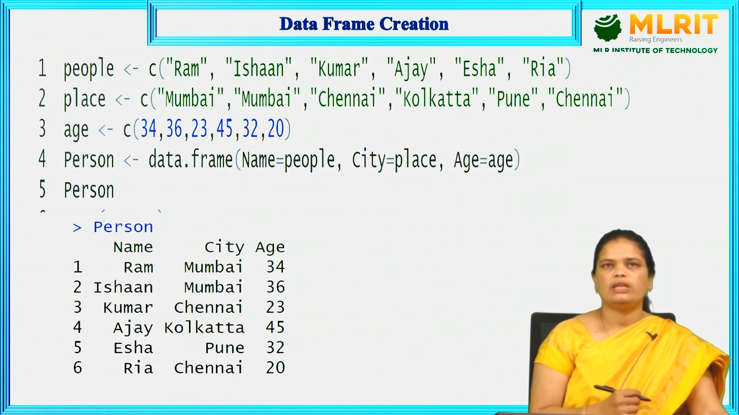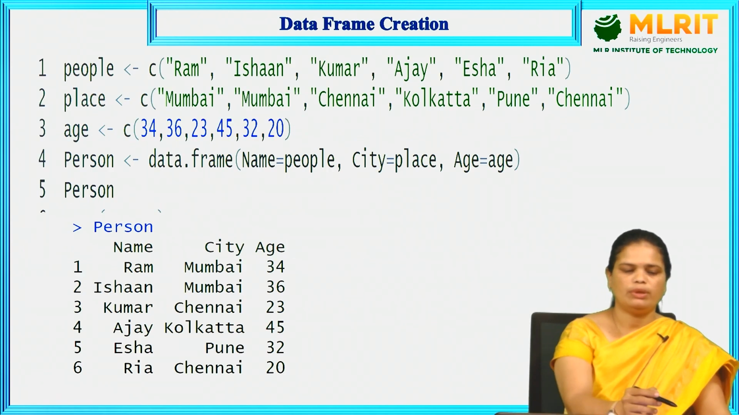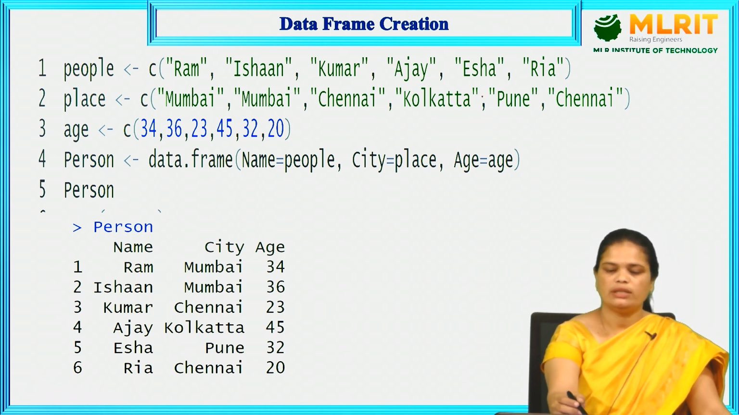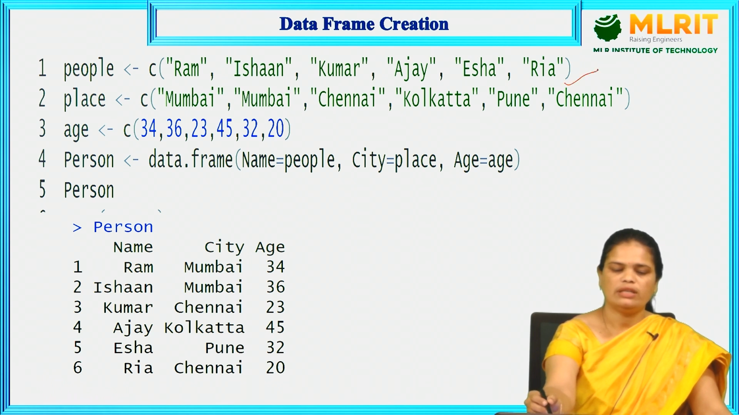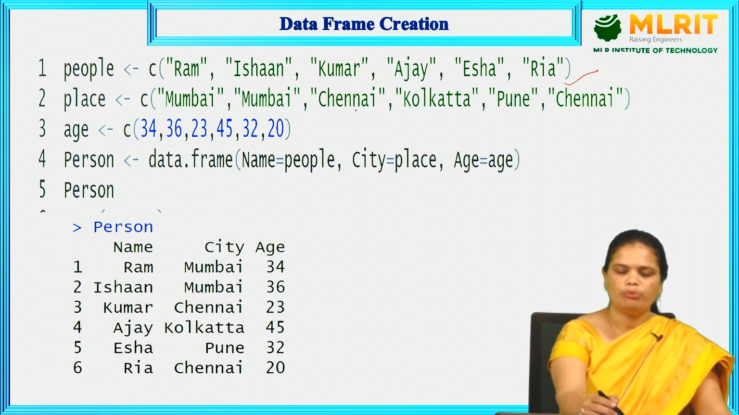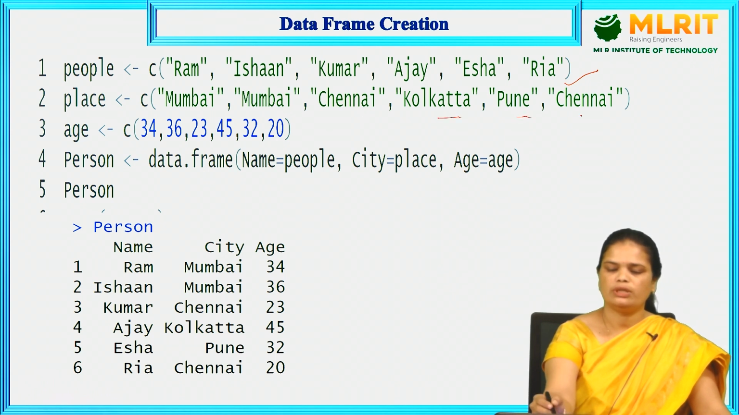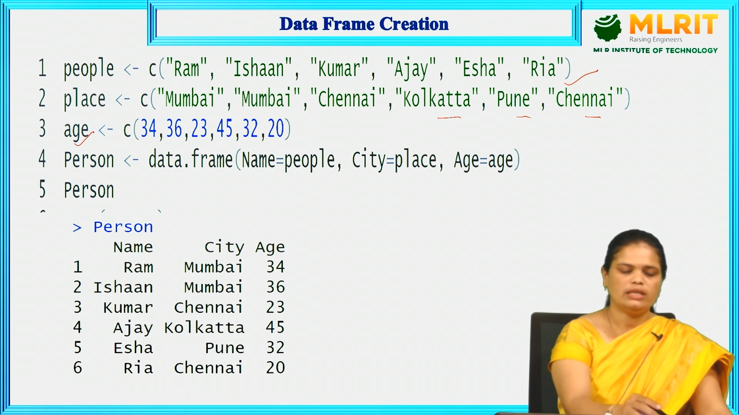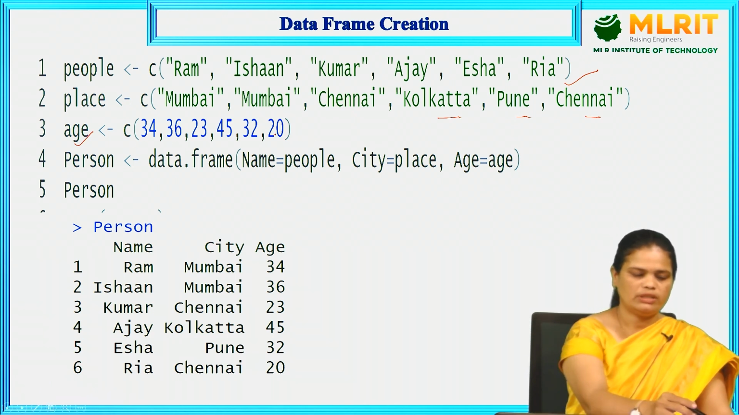Let's look at how to create a data frame. I have an example. Here I have a vector in which the names Ram, Ishan, Kumar, Ajay, Isha, Riya are there. And I have a vector named place: Mumbai, Chennai, Kolkata, Pune, Chennai. And I have a vector called age, in which different ages are assigned.